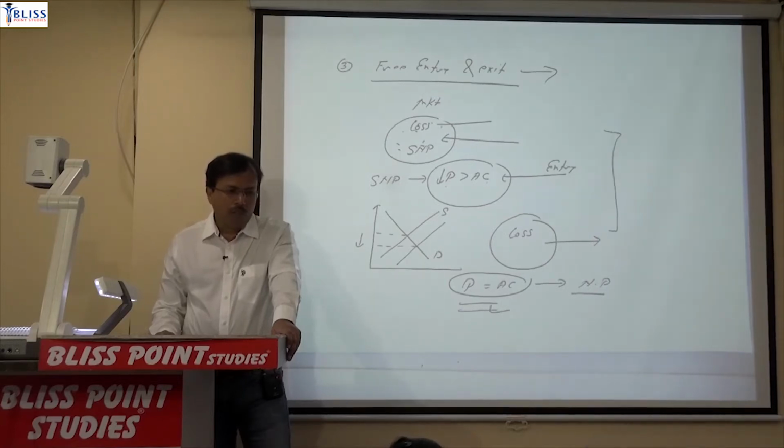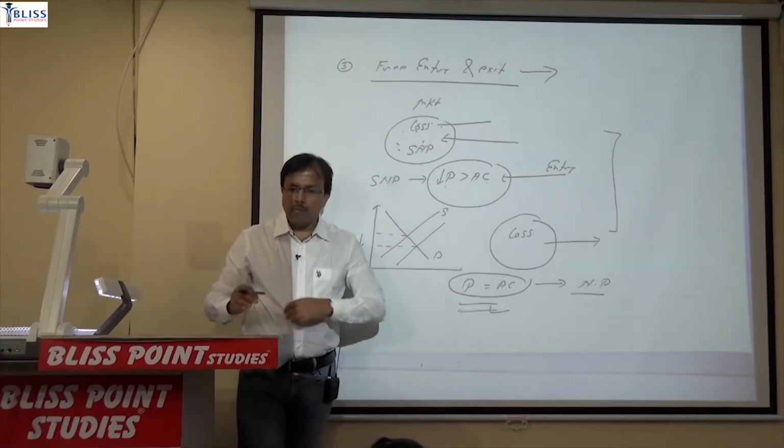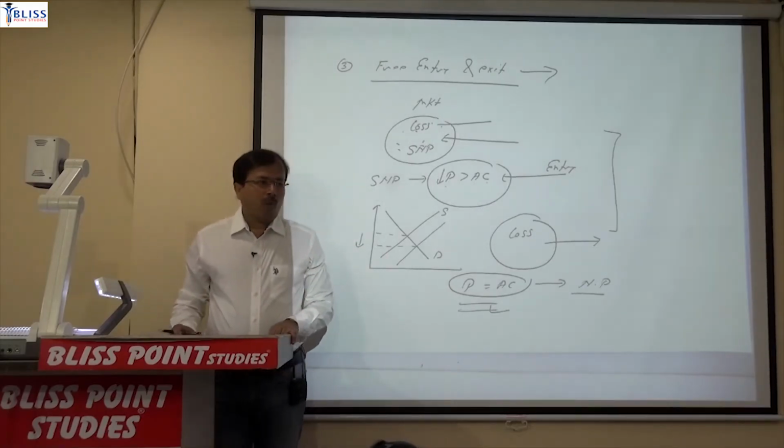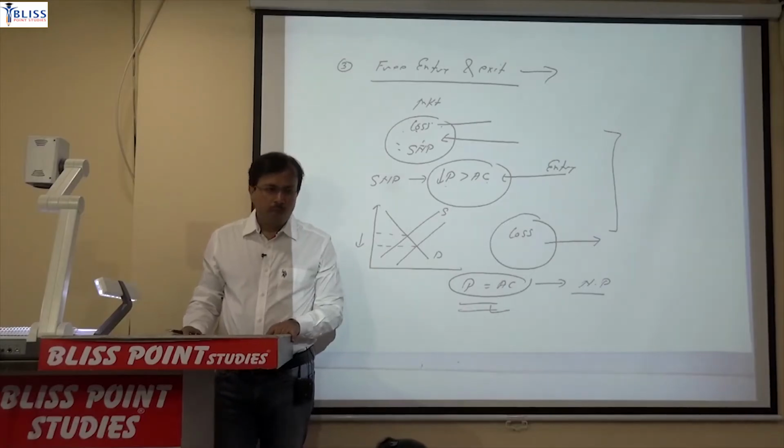This is because in the case of supernormal profit, new firms will enter the market, which will reduce market price.